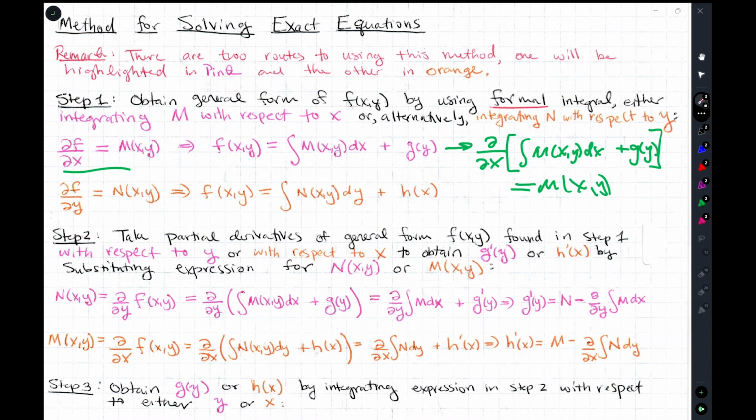On a tactical level, all that means is you treat y as a constant, and your so-called constant is actually a function of the other variable. Here we're integrating with x, so it's a function of the other variable. Because the partial derivative with respect to x of g of y, any function of y, no matter how complicated, is going to be 0. It doesn't depend on x. If we took the orange route, we would integrate with respect to y first, the same formal integral, but here we would hold x constant, and we'd have a function h of x.